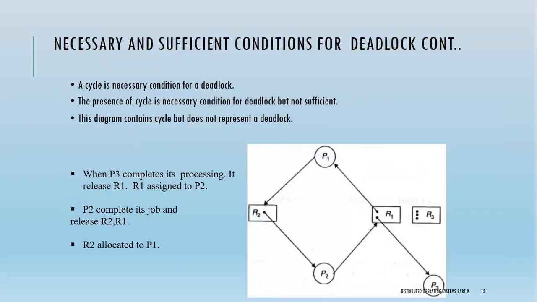Necessary and sufficient conditions for a deadlock. A cycle is a necessary condition for a deadlock. The presence of a cycle is a necessary condition for a deadlock, but not sufficient. This diagram contains a cycle, but does not represent a deadlock.